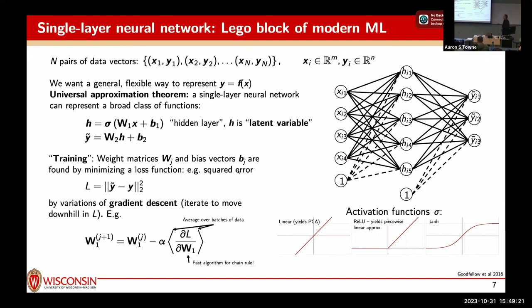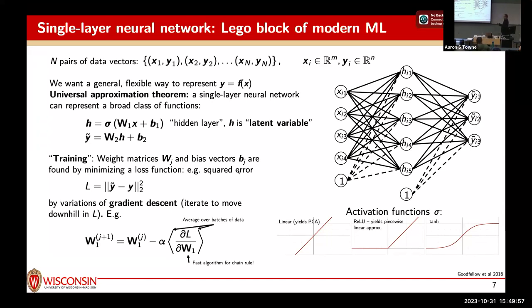So the basic thing to think about is we've got data vectors. We've got X's and Y's, and we want to find a representation from that data. We want a functional representation, Y equals F of X. So what's F? It turns out that a very general class of functions can be represented with what's called a single layer neural network. Here are our inputs, here are X's. W is a matrix that we're going to learn from the data. This is going to be part of our regression problem.